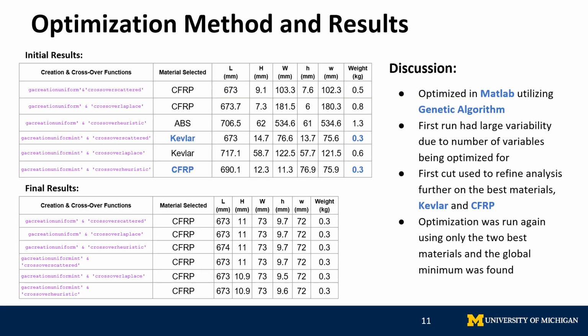The same optimization approach of genetic algorithm was utilized here. Our first run showed severe variability, which could be due to the number of variables being optimized for, but it did help to narrow down to the two best material options by weight, which were Kevlar and CFRP. We then ran a refining optimization using only these two materials to get the global minimum for the rest of the parameters we wanted to optimize for.